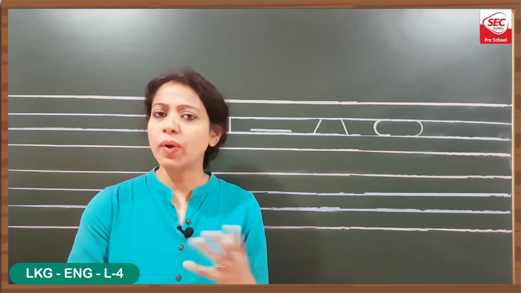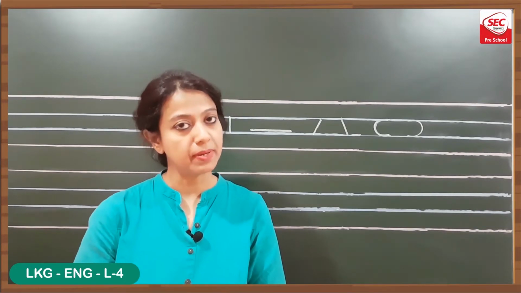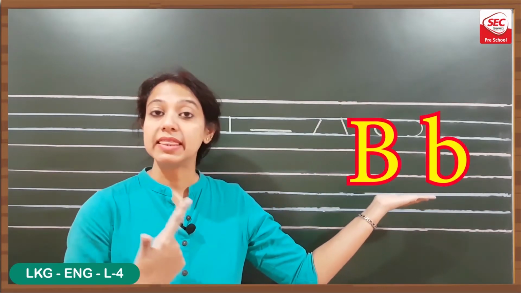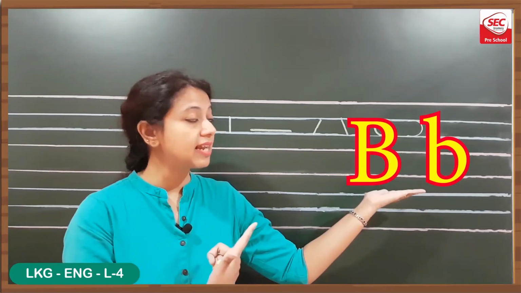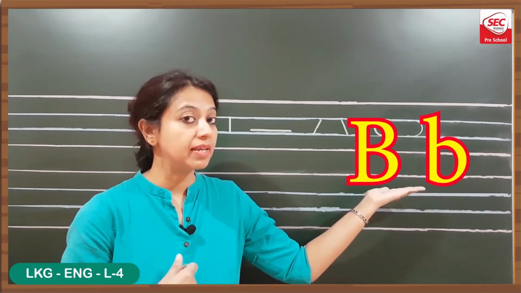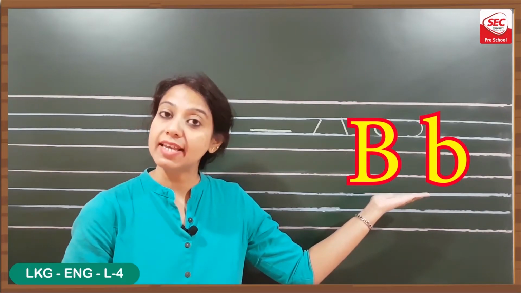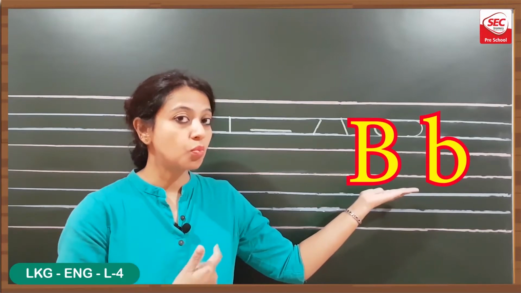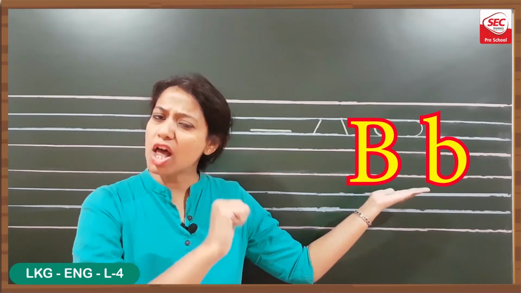Let's do a quick recapitulation of the recognition of the letter B. Look here. This is letter B. Here we have both the capital letter and the small letter. This is how our capital B looks, and just beside that we have small b as well. So the first one is the capital B and the second one is the small b.